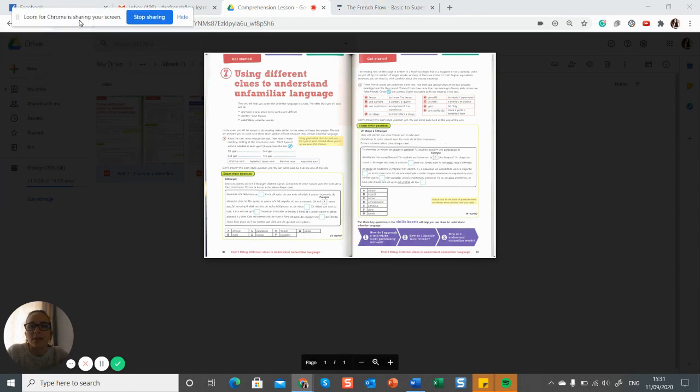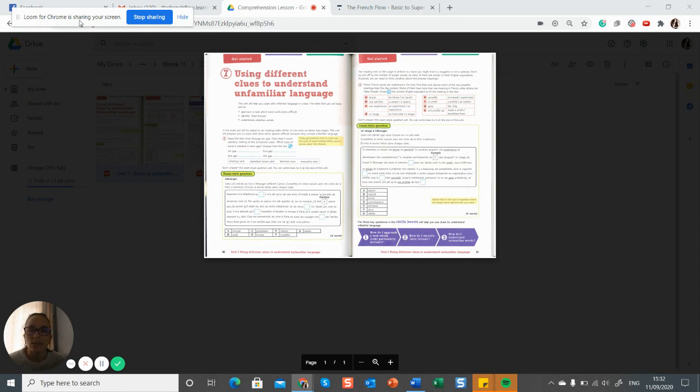So unfamiliar language: you would have learned a lot of vocab by the GCSE. You would have revised it. You would be familiar with a lot of words. But then again, there are so many words out there, and even on the topics that you have learned, some words you might not have seen before. So you might be confronted with some unfamiliar language at some point.